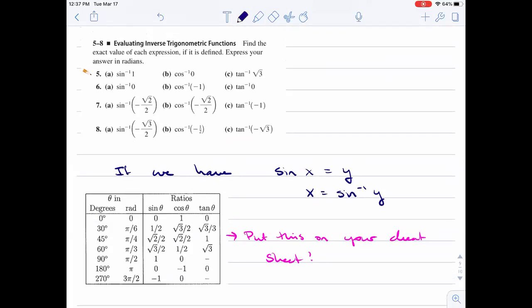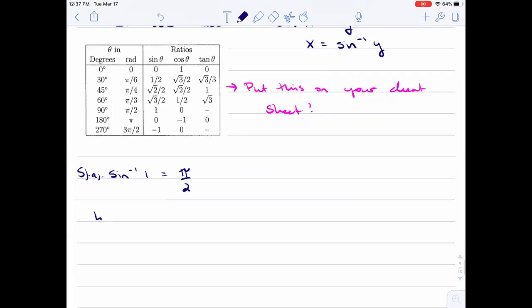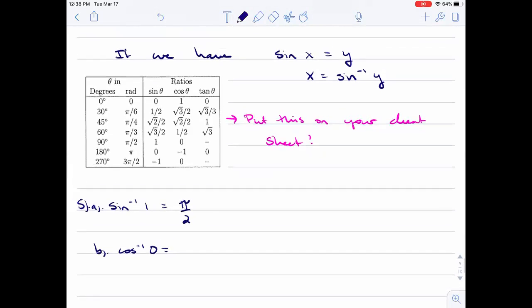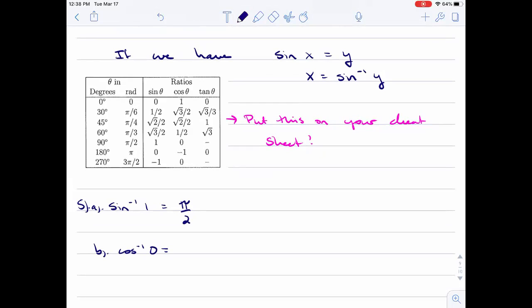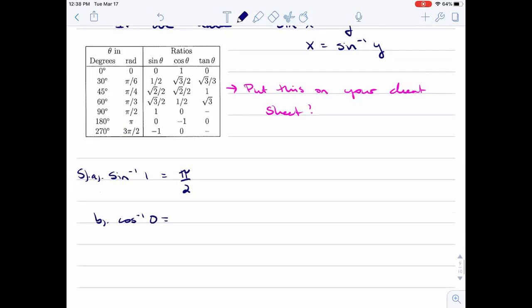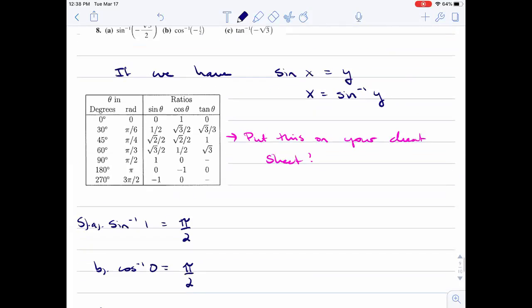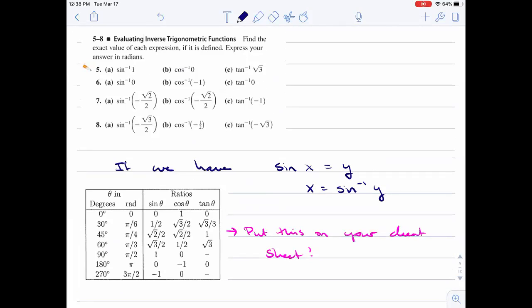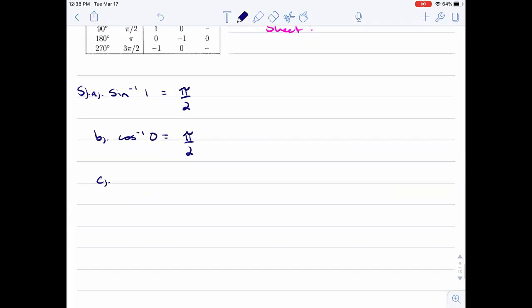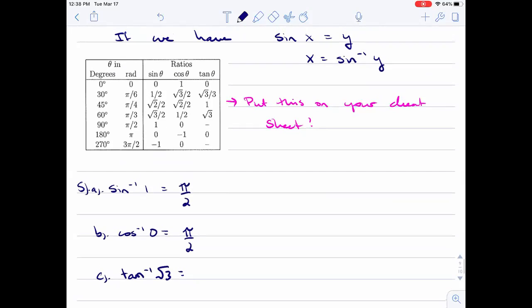How about 5b, cos inverse of 0? Same thing, I start at cos and I find 0. There's actually 2 options, pi/2 or 3 pi/2. I'm just going to go for pi/2. Started with the quick and easy ones. Tan inverse of √3. Looks bad, but with the table, I'm in my tan column. I'm finding a root 3, not root 3 over 3, just root 3. Is that pi over 3?